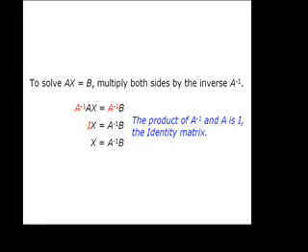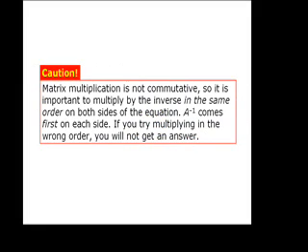Remember, the identity matrix is on the first diagonal 1s and everywhere else 0, and that's just the same thing as 1 whenever we're multiplying by matrices. But here's a very important thing. Matrix multiplication is not commutative, so it is important to multiply by the inverse in the same order on both sides of the equation. So A to the negative 1 comes first on each side. If you try multiplying in the wrong order, you will not get the correct answer, or maybe not even an answer at all.